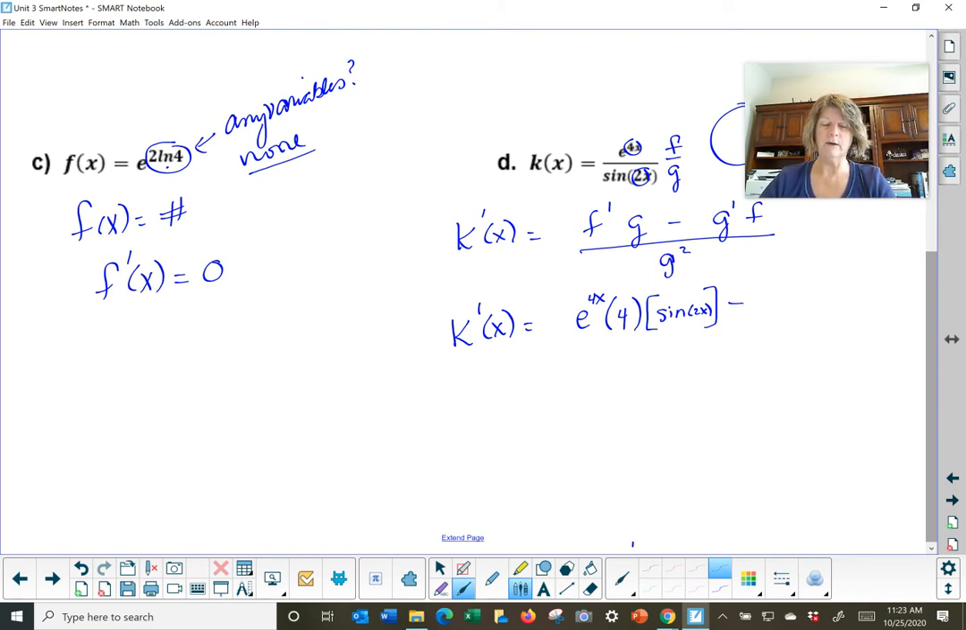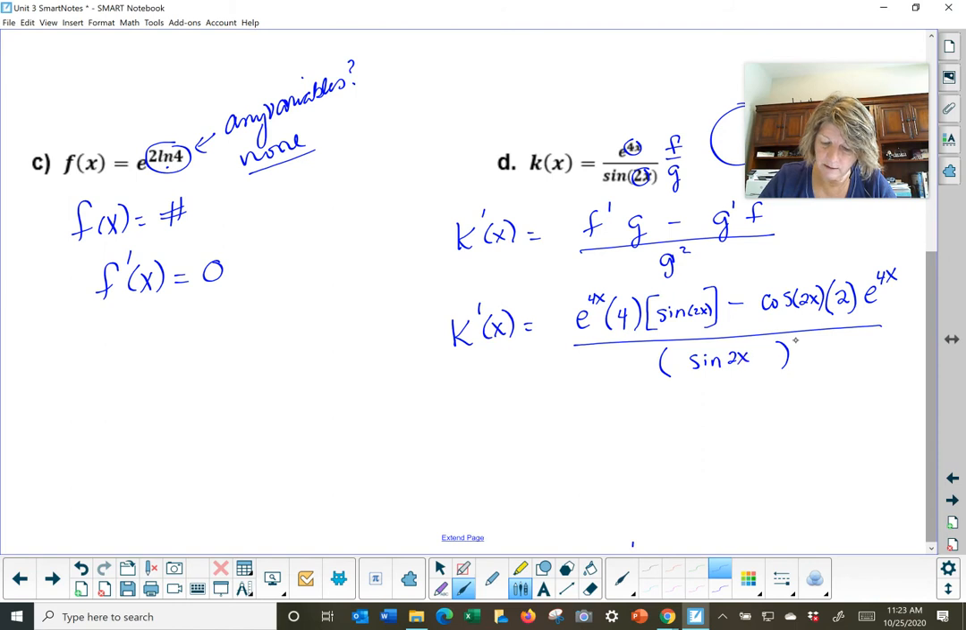Next, I need to take the derivative of sine of 2x. Derivative of the outer gives me cosine. Leave the inside alone. So cosine of u times u prime, derivative of 2x is 2, times the top, e to the 4x. All over bottom squared, so sine of 2x squared.